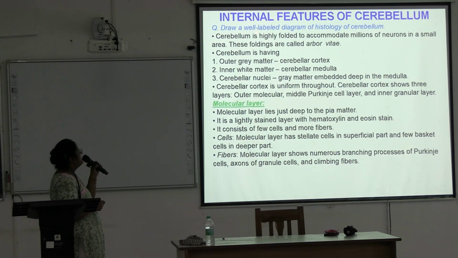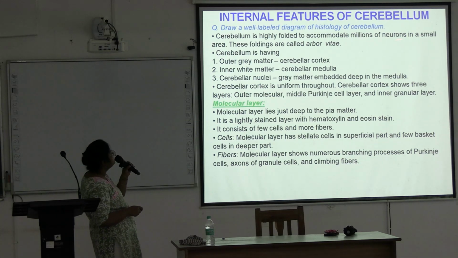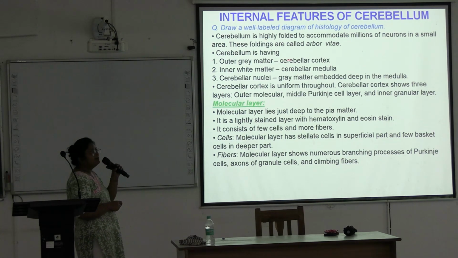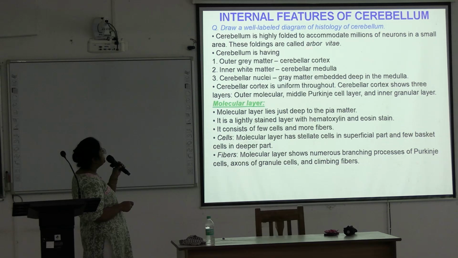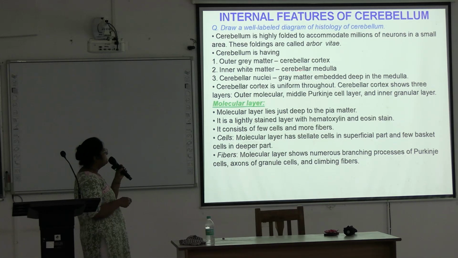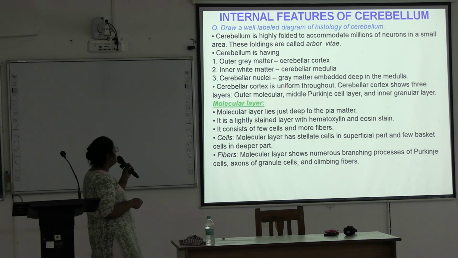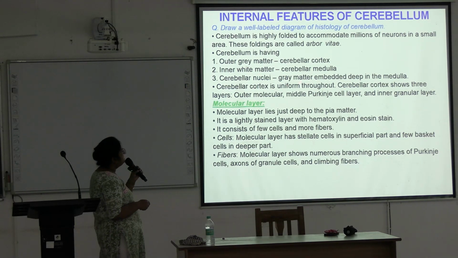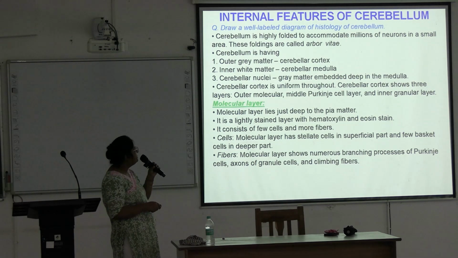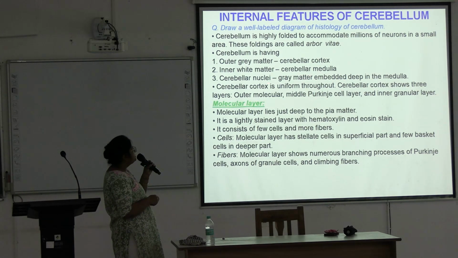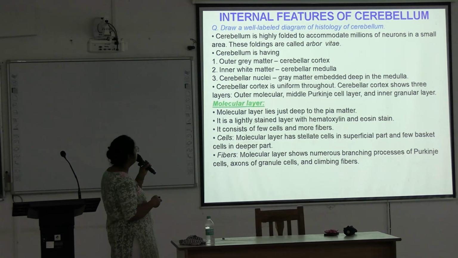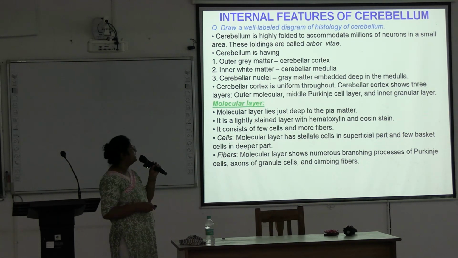So the cerebellum is highly folded to accommodate millions of neurons in a small area, and these foldings are called arbor vitae. Arbor vitae means tree-like branching. The cerebellum has outer gray matter, that is the cerebellar cortex, and inner white matter, that is the cerebellar medulla. Within the cerebellar medulla, some portions of gray matter are embedded, forming the cerebellar nuclei.